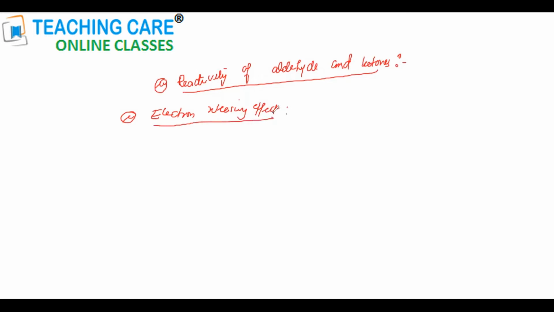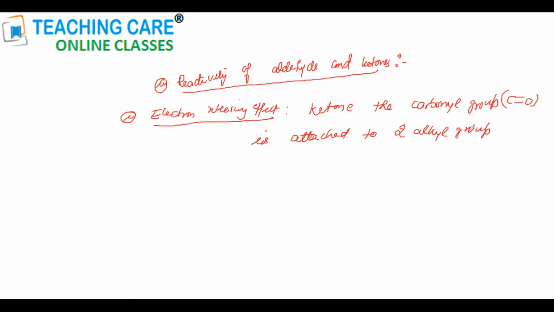In case of ketones, the carbonyl group, that is the CO group, is attached to two alkyl groups, which are electron releasing in nature, or electron repelling groups.